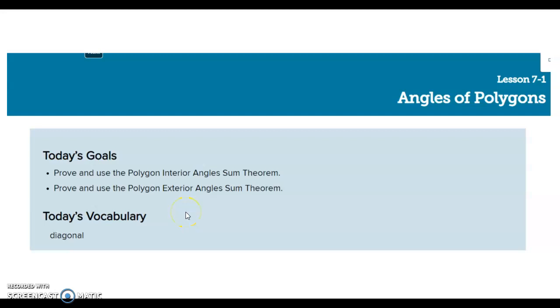Okay, so Module 7, Section 1 is angles of polygons. The goal of this one is to prove and use the polygon interior angle sum theorem and prove and use the polygon exterior angle sum theorem. So remember, interiors inside, exteriors outside.